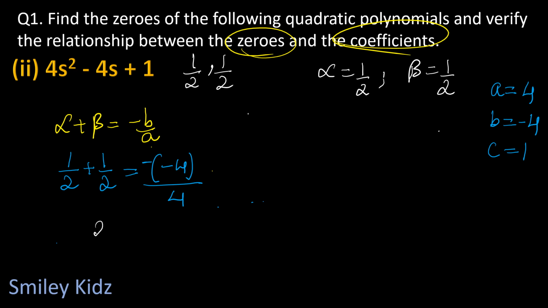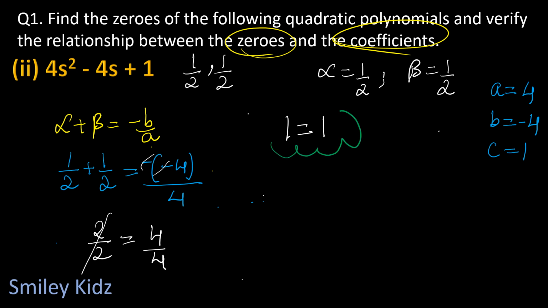Now, here 1 by 2 plus 1 by 2 will result you what? 2 by 2, isn't it? Which is equal to, here minus and minus get cancelled, 4 by 4. Now, 2 by 2 is what? 1. 4 by 4 is what? 1. So, we have successfully verified the relationship between the sum of the zeros and its coefficients.